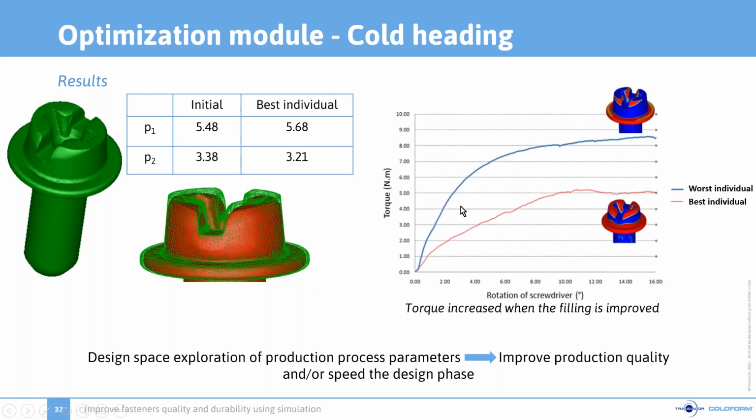To the right, we see the torque obtained for the best and the worst individual. Considering the best individual, we can notice the positive impact on the torque applied by the screwdriver. The design space exploration of production process parameters made by the optimization allows the improvement of the production quality and to speed the design phase.